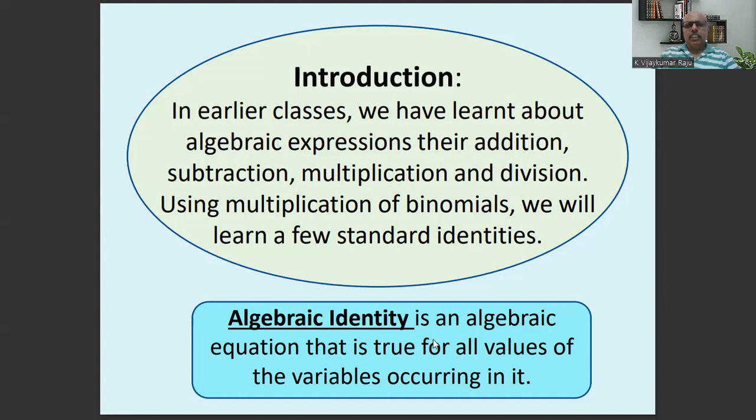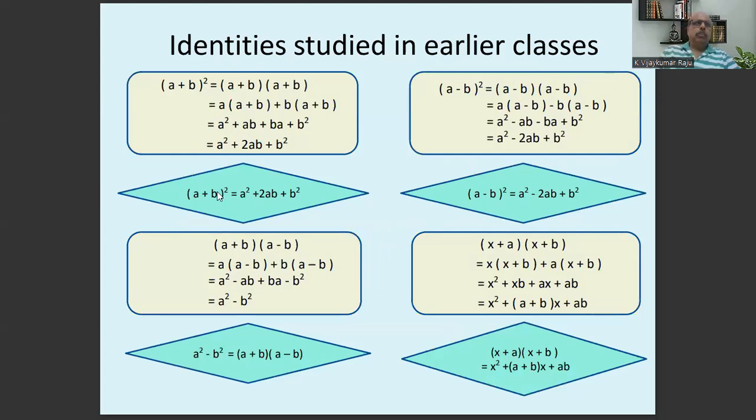An algebraic identity is an algebraic equation that is true for all values of the variables occurring in it. So it's a standard form. Therefore, you can use it for all values of the variables. Now let us take a few identities we have studied in earlier classes.